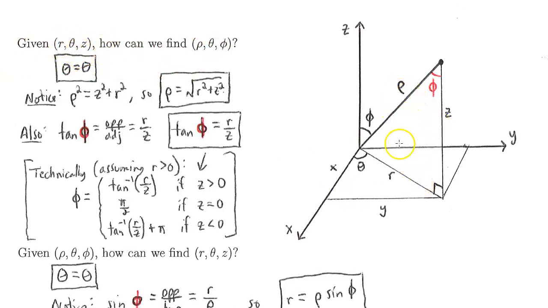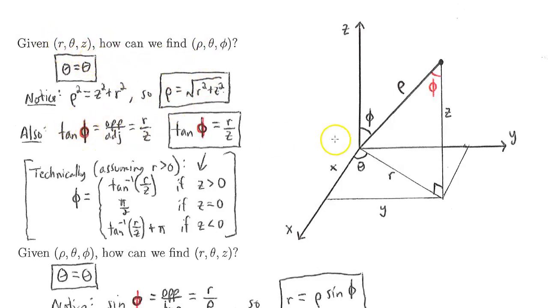How do we find rho in terms of these coordinates? Well, notice that if we draw this little right triangle here, rho squared will equal r squared plus z squared, because rho is the hypotenuse. So rho will be the square root of r squared plus z squared. So we've written rho in terms of these 3 coordinates here.